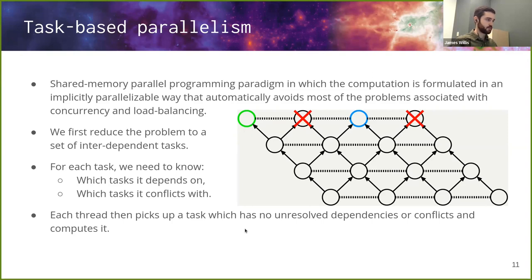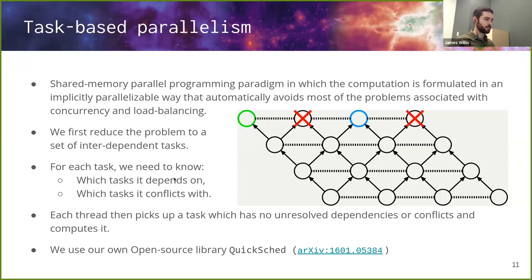So to set this up, we have a series of tasks. Each thread comes along, picks up a task, makes sure it has no unresolved dependencies or conflicts, and then computes it. Once it has finished computing the task, it removes the task from the queue, and then makes sure that this dependency is satisfied on this other task. The conflict will also be removed, because then another thread could come in and operate on that same cell.